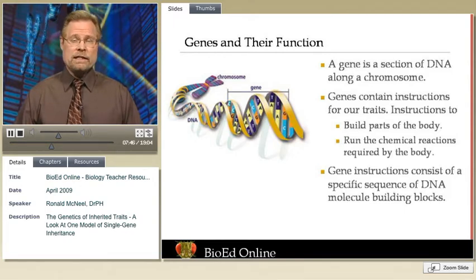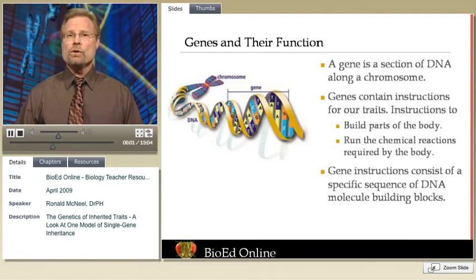Remember those long DNA strands that make up the chromosomes? Throughout each strand are sections of DNA called genes. Each gene contains the instructions for our traits. In other words, instructions to build the parts of the body and to run the chemical reactions required by the body. These instructions consist of a specific sequence of molecule building blocks for the DNA that constitutes each gene.